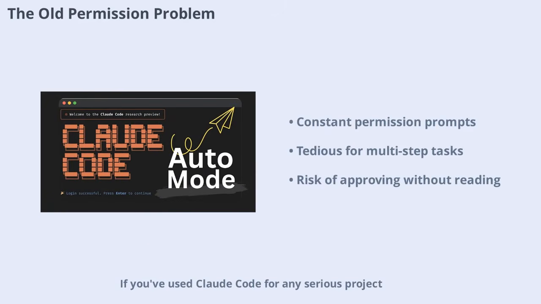If you've used Claude Code for any serious project, you're probably familiar with the constant permission prompts. Every time you want to write a file or run a bash command, Claude asks for your approval. For simple tasks, this isn't a big deal. But when you're working on a multi-step refactor or building a feature across several files, it quickly becomes tedious. Many developers have found themselves clicking yes dozens of times in a single session, often without even reading what they're approving. This repetitive process not only slows you down, but can also lead to mistakes or overlook security risks.